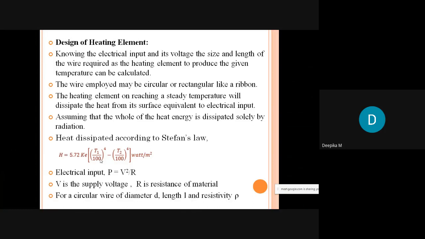For a circular wire of diameter D, length L and resistivity rho, we are going to design now. You can see here, this is the circular wire we are having. This circular wire has a length L and a diameter D. This is the diagram we are going to take.